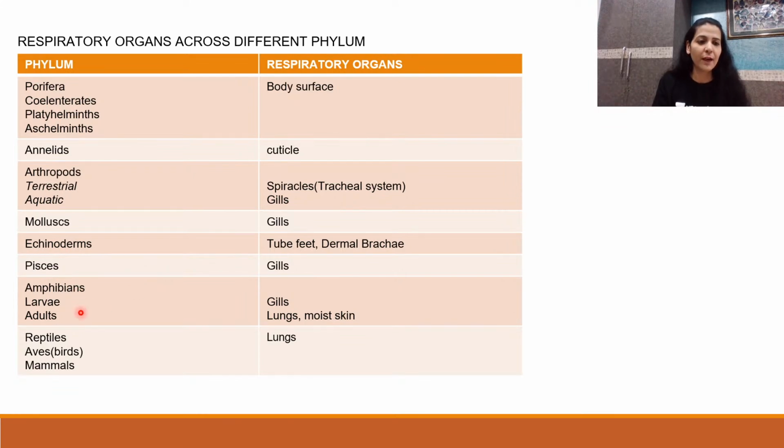Moving on to the next class, amphibians. If it's an amphibian larva, consider the frog as an example. The larvae of the frog will respire through gills. The adults will respire through lungs or moist skin. You can imagine that they have a slimy, moist skin, which is very favorable for gaseous exchange, and it is richly supplied with blood vessels. So the adult amphibians have lungs, and they also have moist skin.